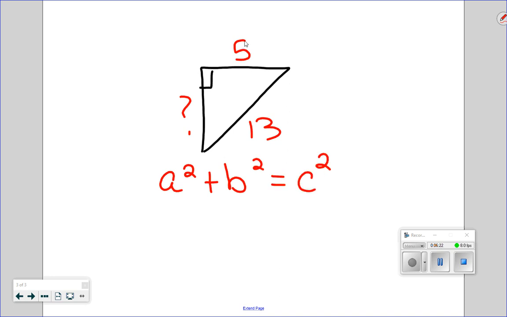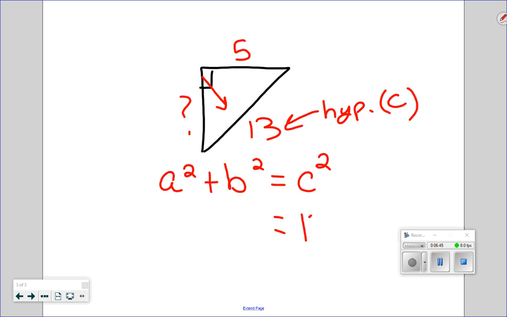Start with c. It's usually a good idea just to make sure you know which one's your hypotenuse, because that's where c has to be. Make sure you're labeling the correct one, the hypotenuse. So in this case, the hypotenuse is the one that does not create the right angle. So this is my hypotenuse. It's across from the right angle. So 13 is my c.